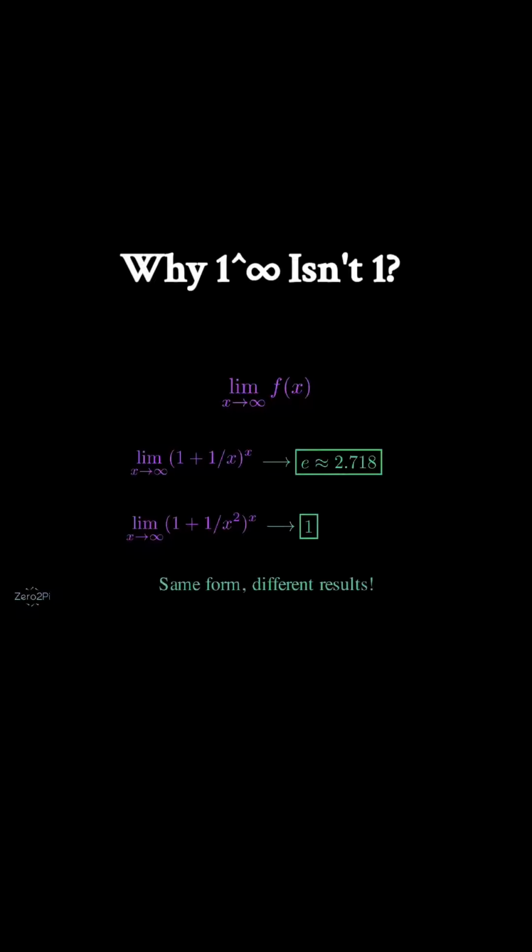Imagine we take functions like these two. As x gets bigger and bigger, the base is getting closer to 1, and the exponent is growing toward infinity. So this looks like it's becoming 1 to the power of infinity. But guess what? In the first function, the limit equals e, which is about 2.718. In the second function, the limit is just 1. Same form, totally different results.